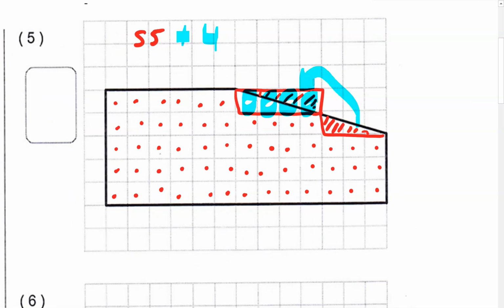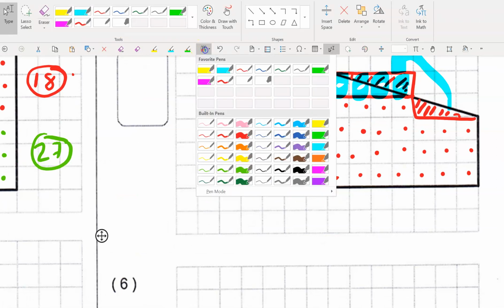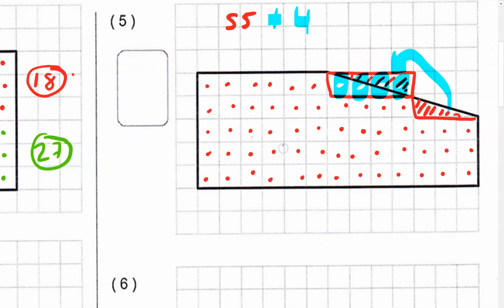So that would give me, I don't really like writing in highlighter, that would give me, let's go purple, 59 squares.